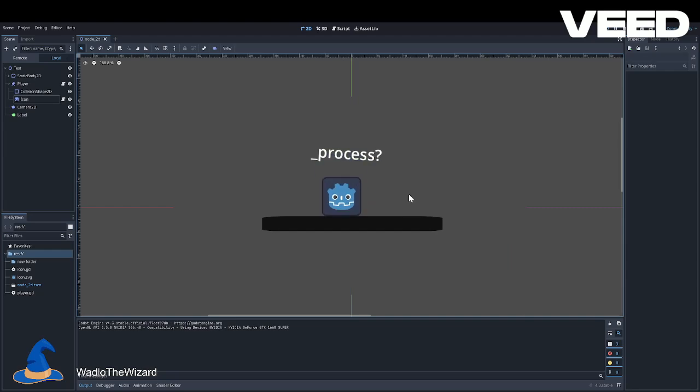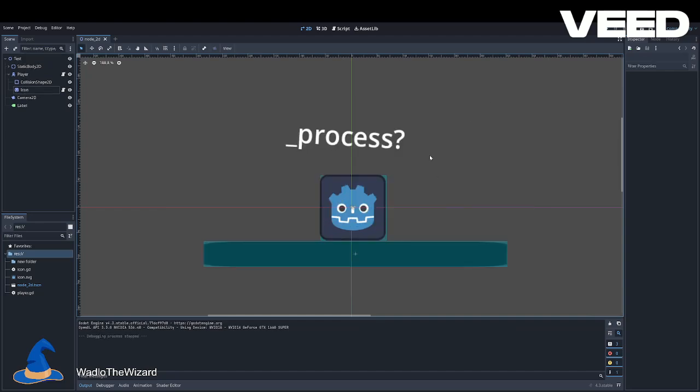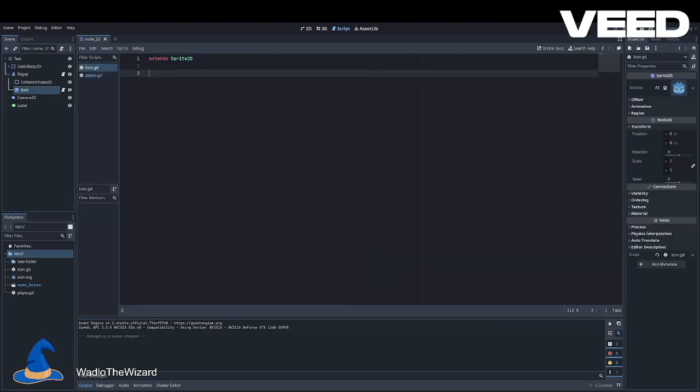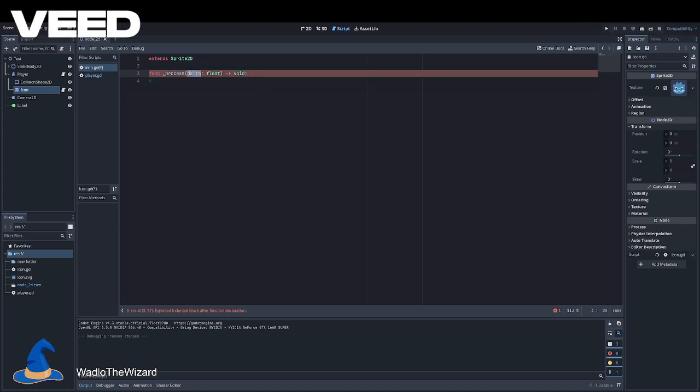Now, what if I wanted to programmatically animate the character? Say, for example, I want the character's sprite to rotate at a constant speed. The easiest way to do this is by using process. I'll go into the script attached to the icon, and I'll add the function process. You'll notice process takes in a parameter called delta.